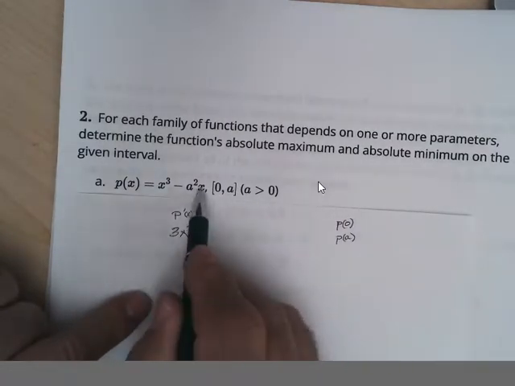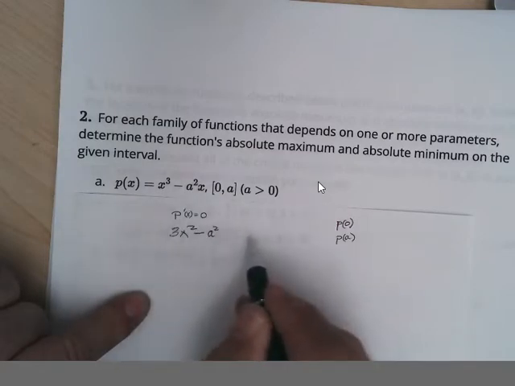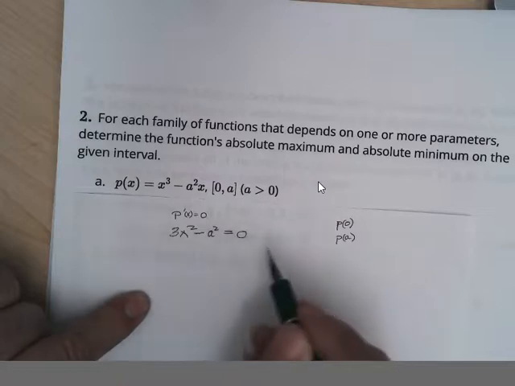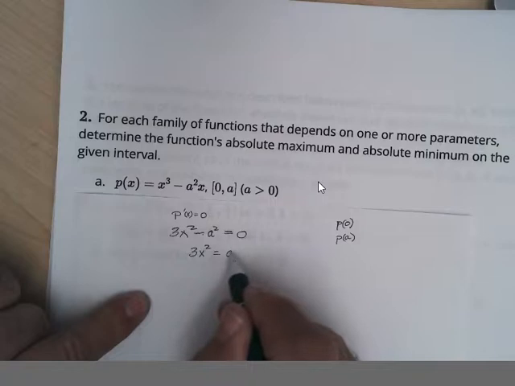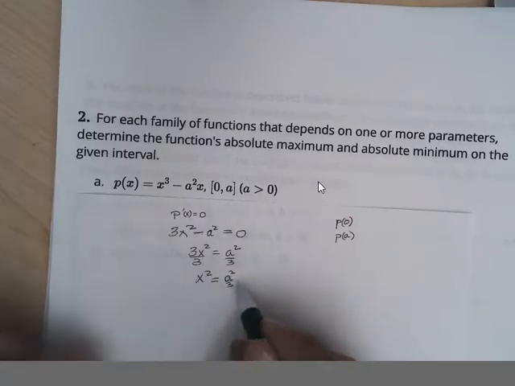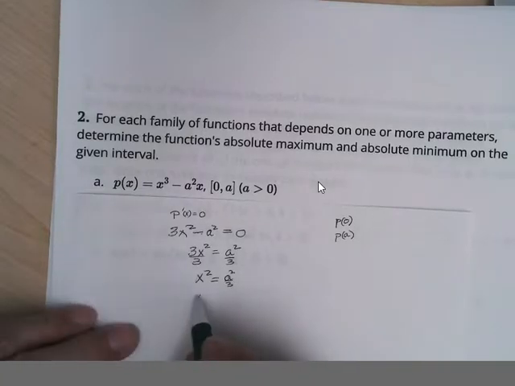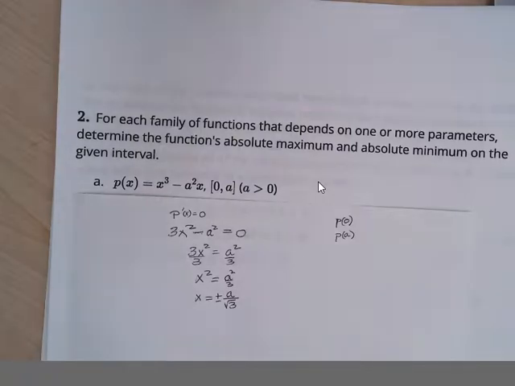And the derivative of this, x is the variable, a squared is just a constant, so it's minus a squared. Setting that equal to 0, we can add a squared to both sides. We can divide by the 3. And then we've got x squared equals a squared over 3. And we can take the square root of both sides, and we get x equals plus or minus the square root of a squared, which is a over the square root of 3.